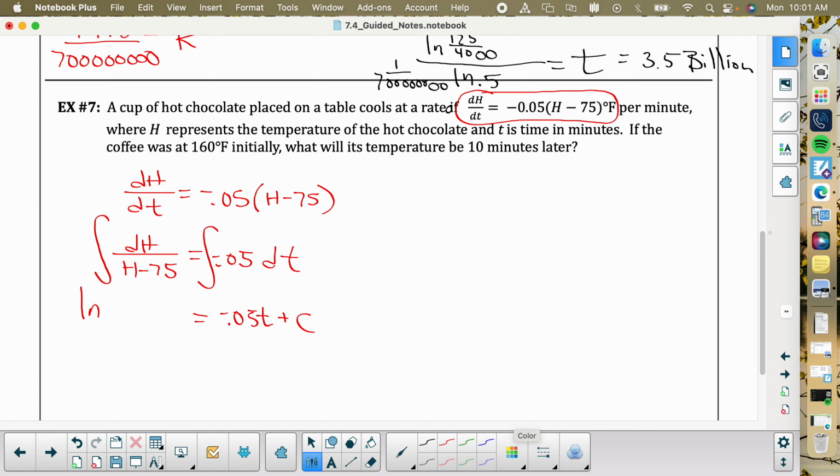You guys should be super used to natural log integration by now. The top is the derivative of the bottom. The derivative of h minus 75 is 1, so derivative dh, derivative of h. So it's natural log of the bottom. I don't know why they have so many natural log integrations, but it is very common, and so it's something you have to get used to spotting.